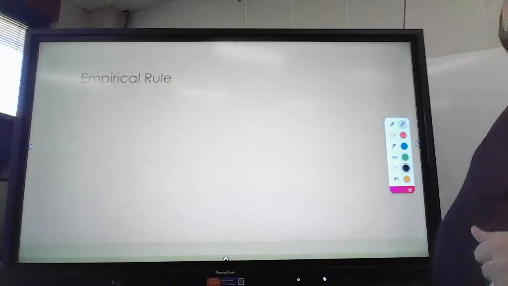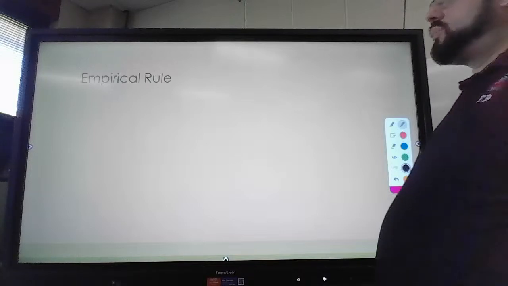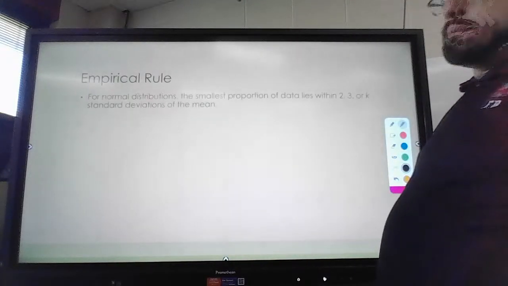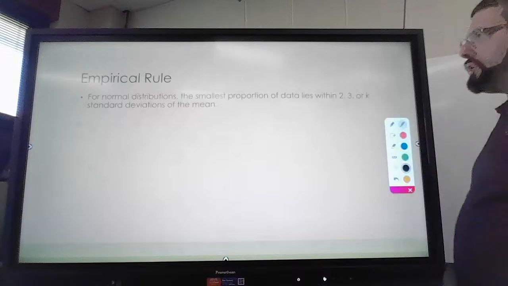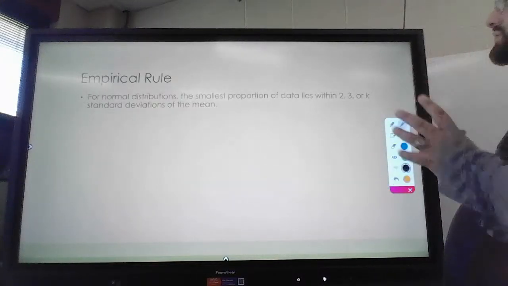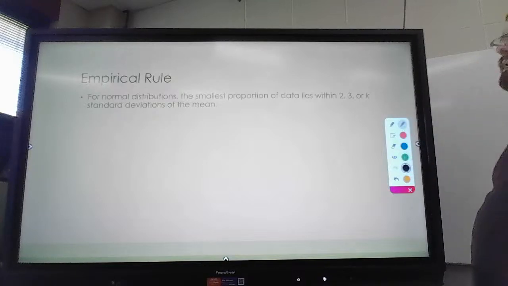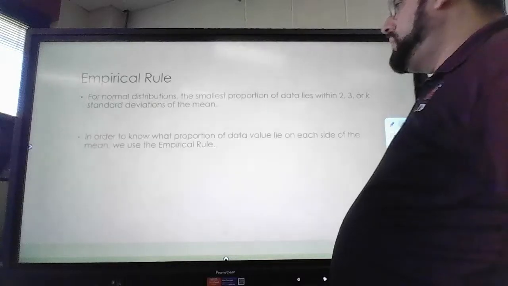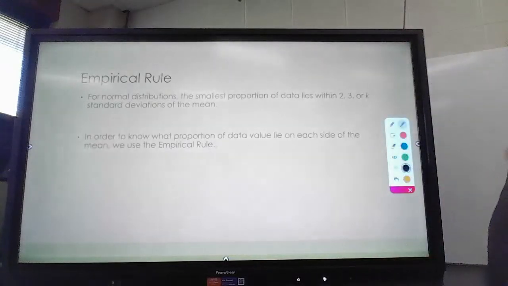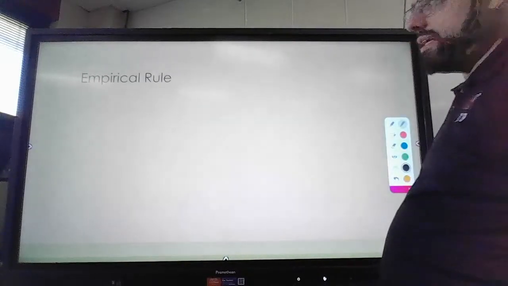And that leads us to what's called the empirical rule. We mentioned Chebyshev's theorem early on in, I believe, chapter 2. The empirical rule is a more specific version of Chebyshev's rule. So with normal distributions, the smallest proportion of data will lie within 2 to 3 or however many standard deviations of the mean you go up towards. In order to know what proportion of data lies on each side of the mean, we use what's called the empirical rule, and here it is.